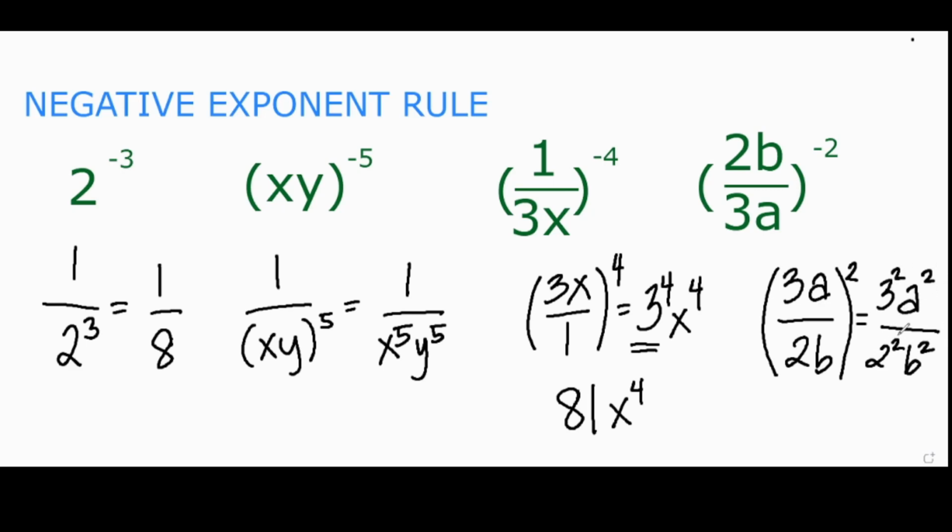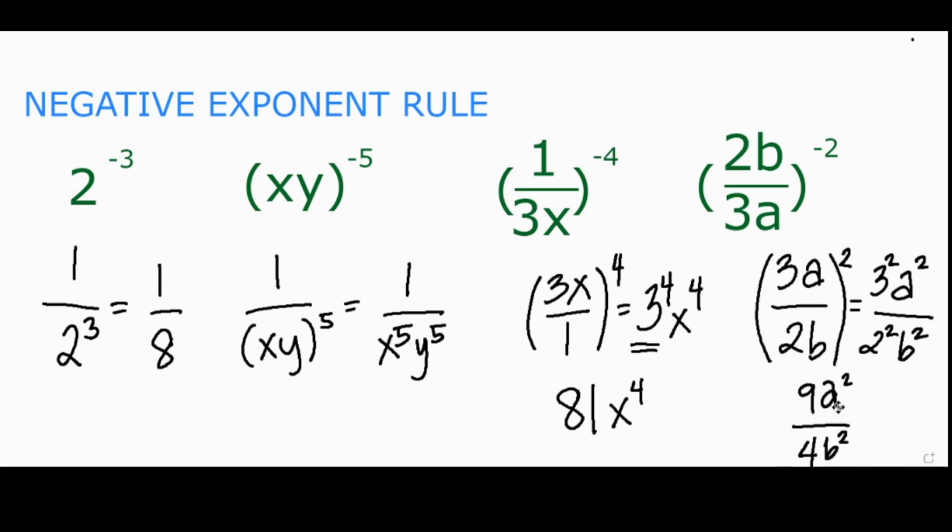Again, 3 squared and 2 squared could still be simplified. Therefore, we must simplify them and we will get 3 squared, that is equal to 9, a squared, over 2 squared, and that is equal to 4, b squared. And that's it. Therefore, our answer will be 9a squared all over 4b squared.